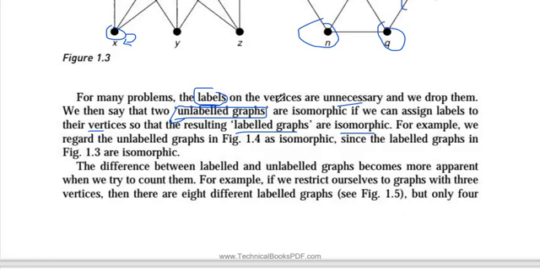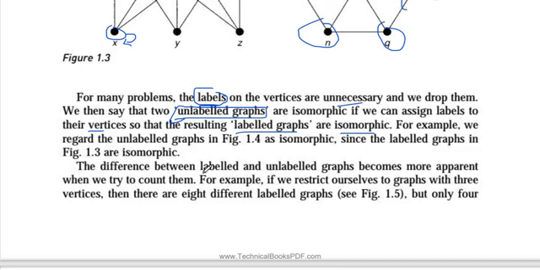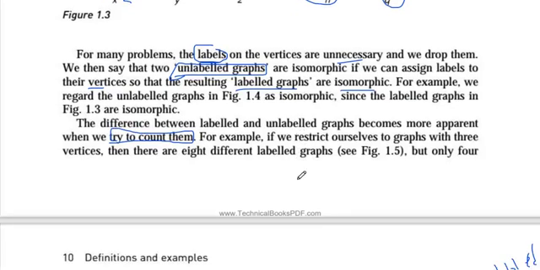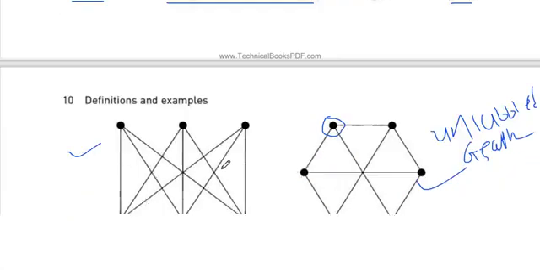Now what is the difference between labeled and unlabeled graphs? This is a labeled graph and this is an unlabeled graph. The difference between labeled and unlabeled graphs becomes more apparent when we try to count them. Let's start with an example so we get a better idea. If we restrict ourselves to graphs with 3 vertices, then there are 8 different possible labeled graphs, but only 4 unlabeled graphs.